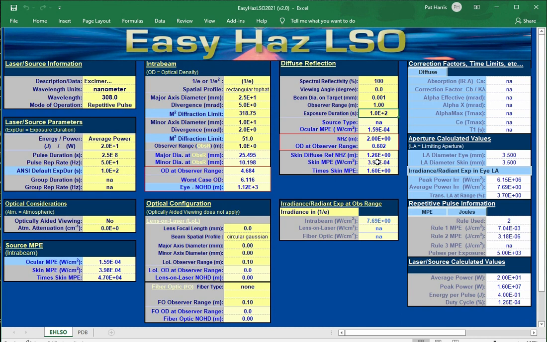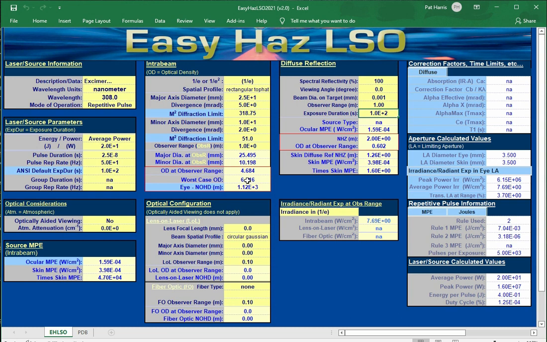Okay, and what we can see from the results of the OD and NOHD is that this isn't quite as hazardous of a wavelength. Of course, that's because the MPE isn't as restrictive, and we'll notice that the times skin MPE isn't as high as with the 248. The irradiance of the laser is only 47,000 times above the skin MPE. So again, yes, still a real skin hazard, but not as hazardous as 248, and that's because 248 is a higher energy photon.